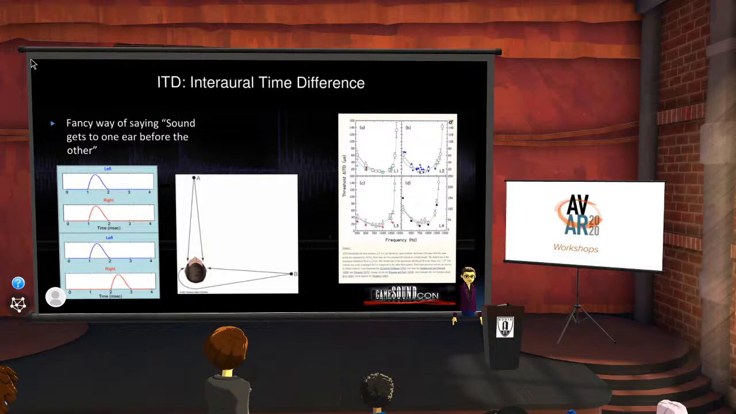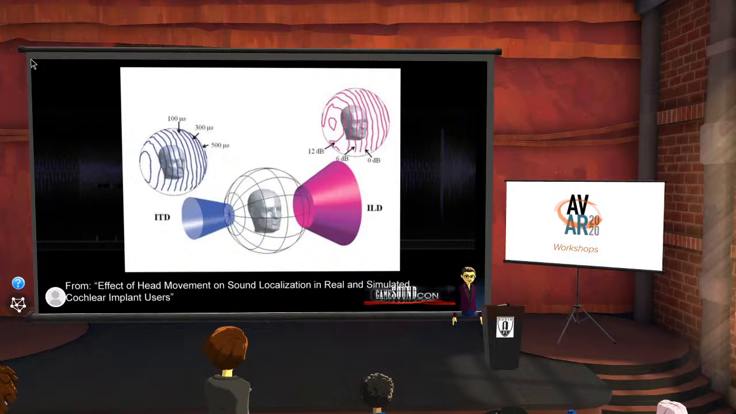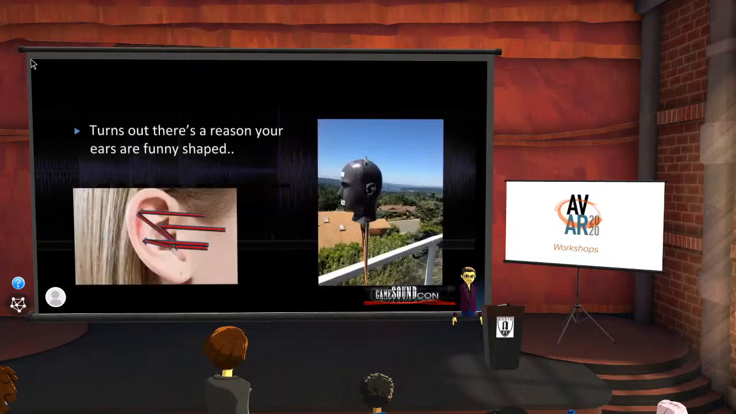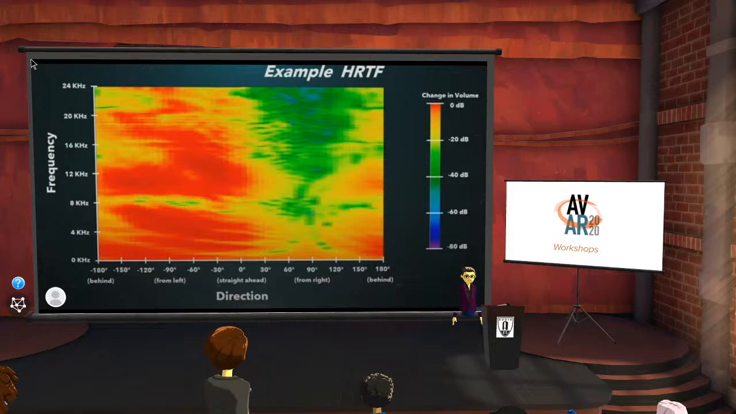Of course, ITD and IID still leave us with a cone of confusion. And for that reason, our ears evolved to be very funny shaped. So that's the straightforward pinna transfer function. This is an example, this is the HRTF. I actually stole this off of Sony's recent presentation that Mark Choueiri gave, talking about the PlayStation 5.